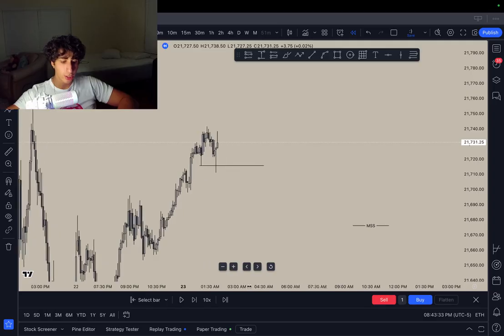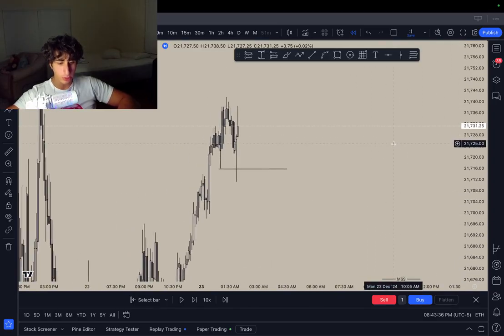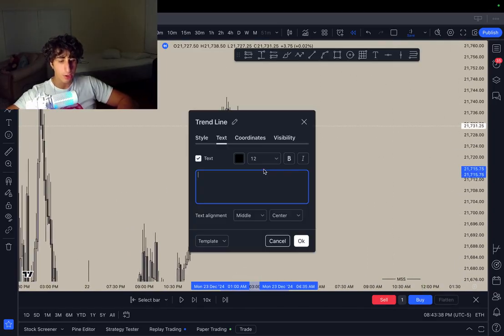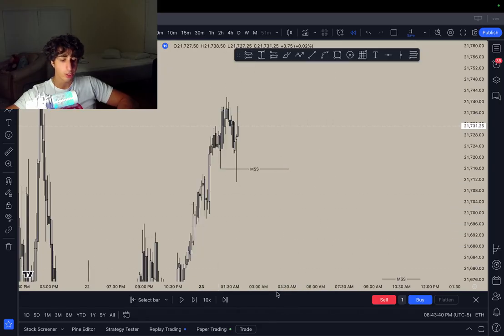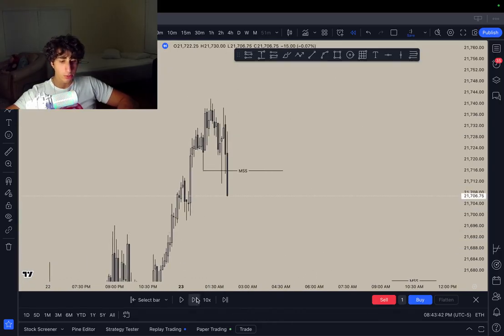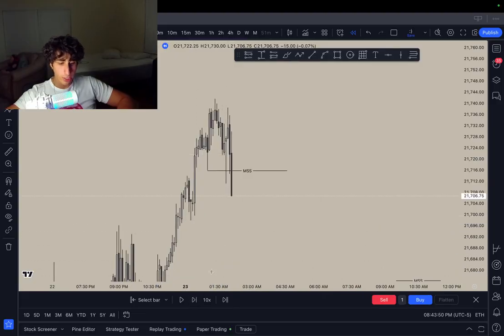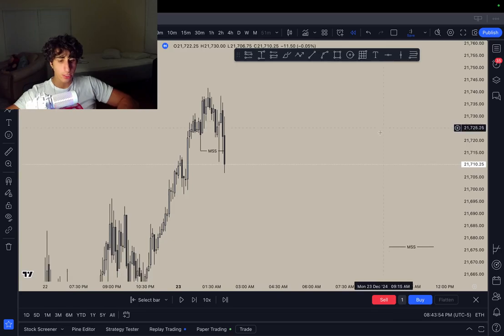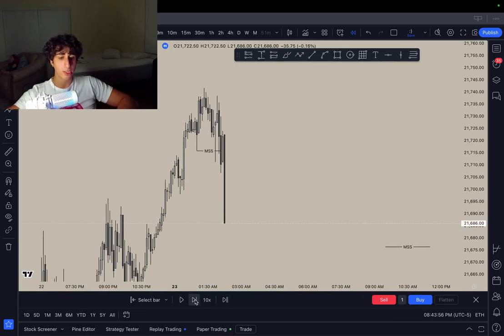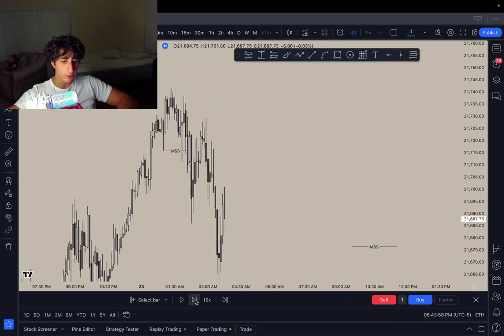This is not a market structure shift because there hasn't been a body that closed below this low. So you need to have a body closing below this low for this to be a true market structure shift. So once a body closes below, like right here, boom, now we have a market structure shift. So this candle here, this wasn't a market structure shift. Not until we get a body closing below this is a true market structure shift. And then we can anticipate price to reverse and then trade lower.